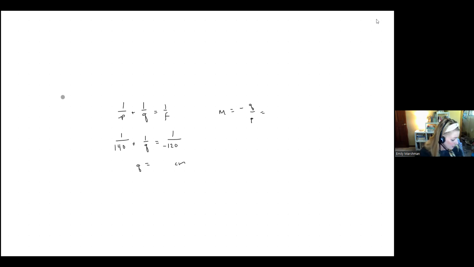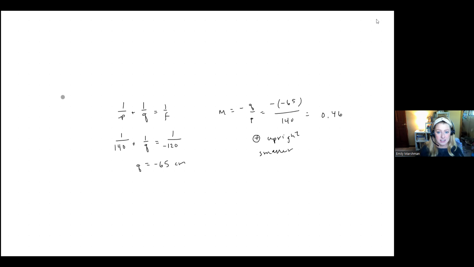q ends up being about negative 65 centimeters. So that means that it's on the opposite side of where the light is diverging out from the lens. It's on the same side as the focal length of the lens. And the magnification is a positive number, 0.46. Magnification is positive. That tells me the image created is upright. And the magnification is less than 1. So the image is going to be smaller than the actual object, about half as big.